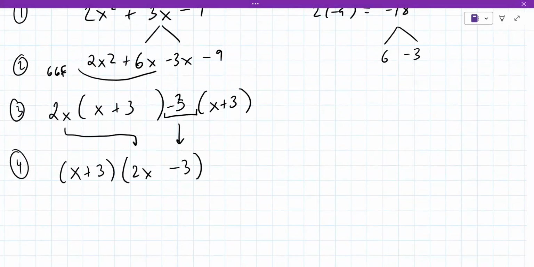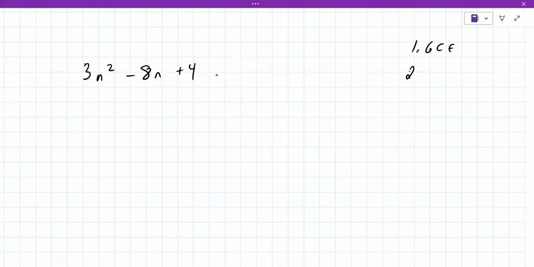So our new problem here is 3n squared minus 8n plus 4. Okay, so you always start your list: is there a GCF? There's no GCF. There's not a number that goes into 3, 8, and 4, and no letter. Then you go through a few others, which maybe I'll get to. But this is the a not equal to 1, the grouping problem.